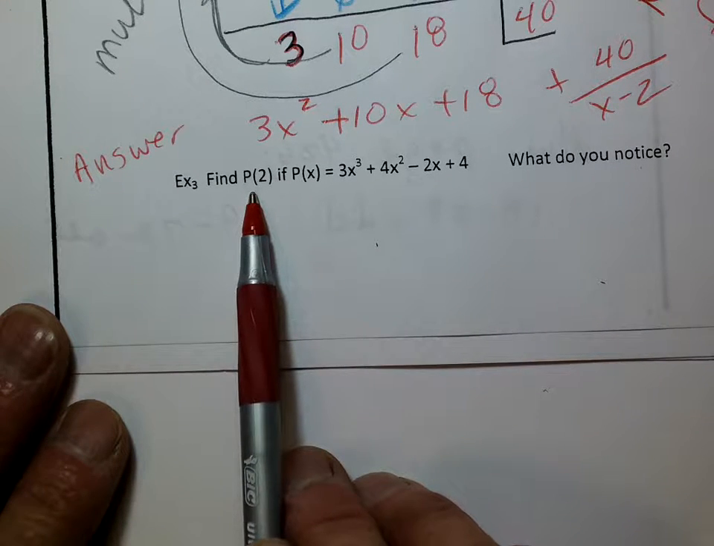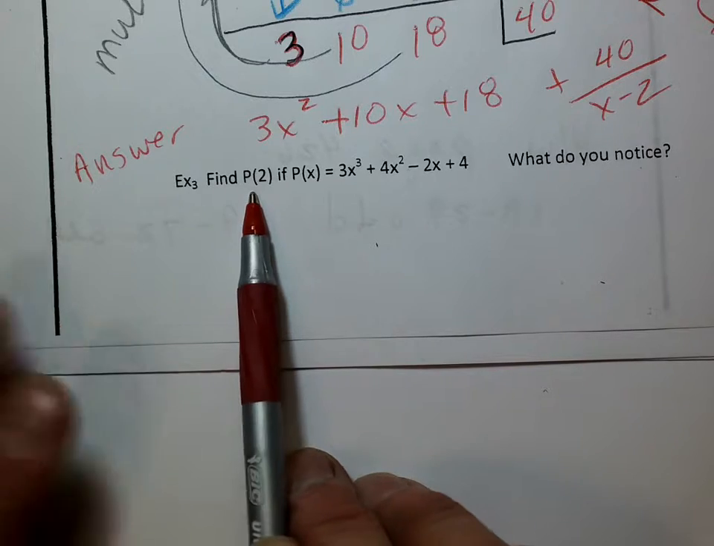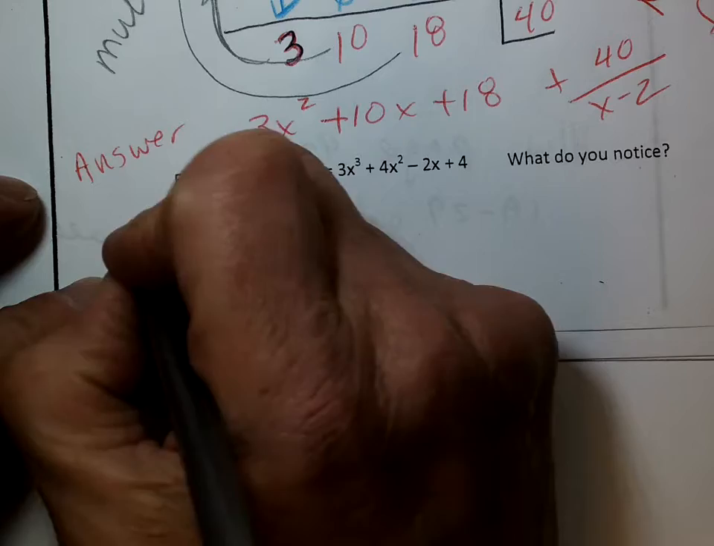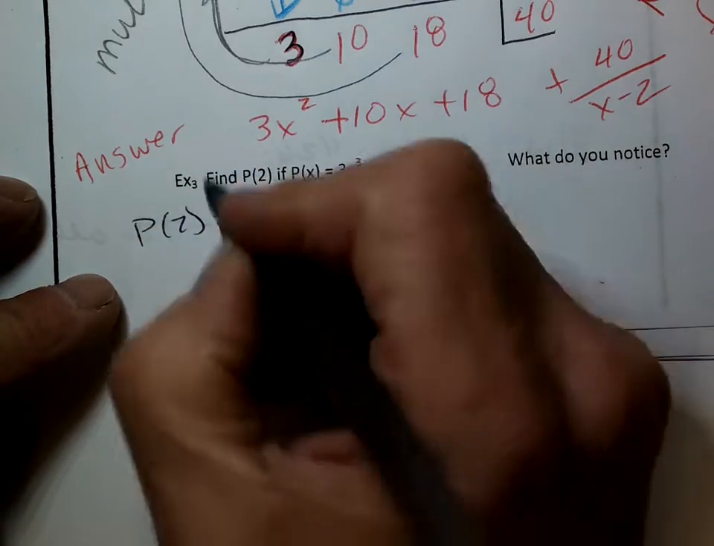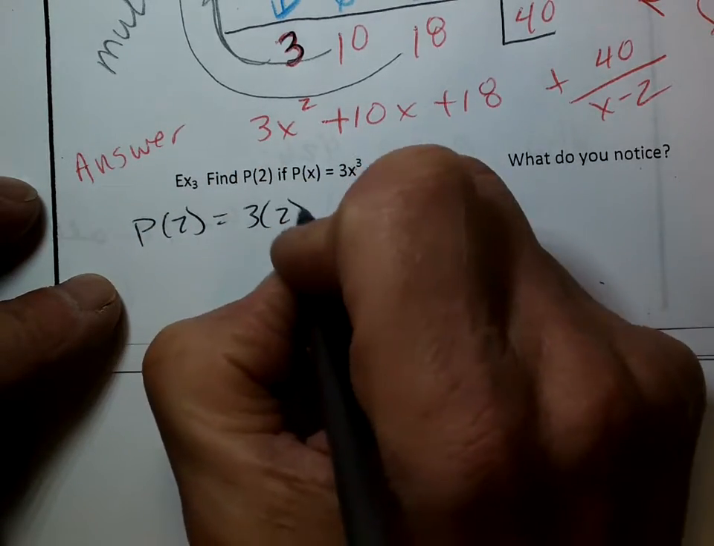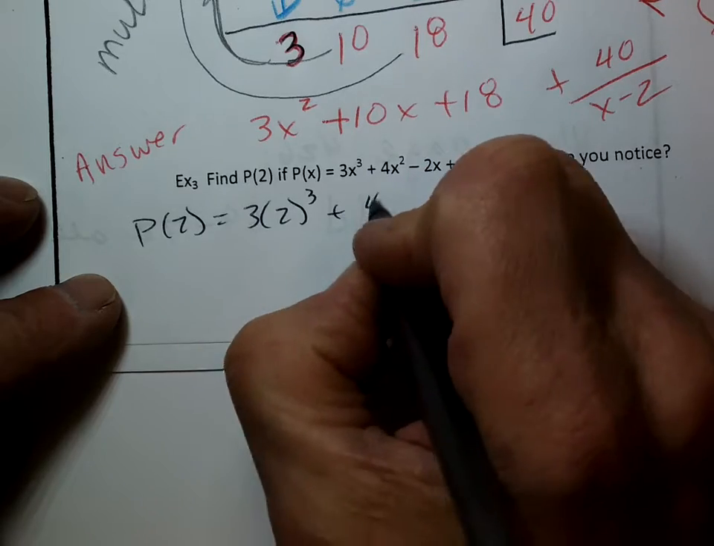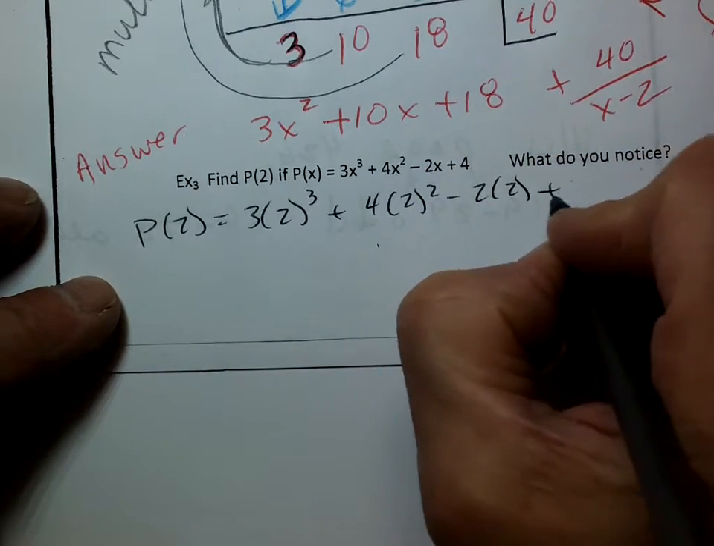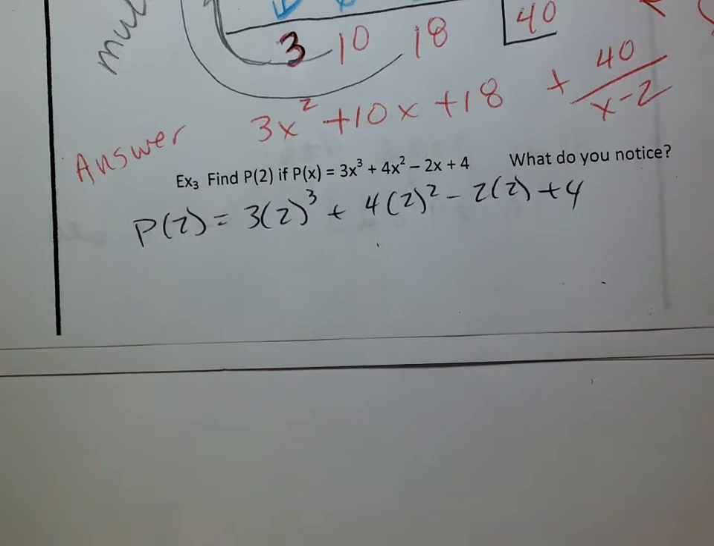Yes, Caleb. X equals 2. So let's plug in 2. You guys agree? P of 2? So P of 2 really means, let's do this. All right, so P of 2 is equal to 3 times 2 cubed plus 4 times 2 squared minus 2 times 2 plus 4. And hallelujah for calculus.